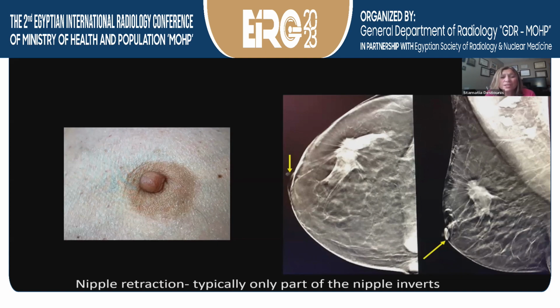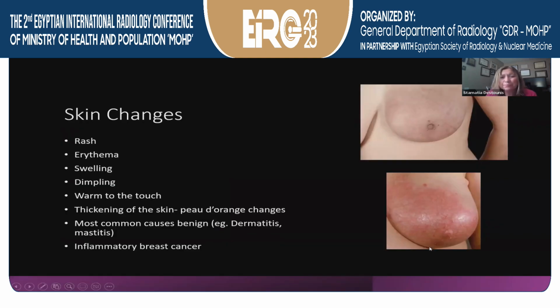In this patient, her nipple retraction was only partial retraction, as you can see. This nipple is not completely inverted. There's partial changes. So there was a large mass in the upper outer quadrant that had kind of tails all the way to the nipple that was pulling that nipple in.